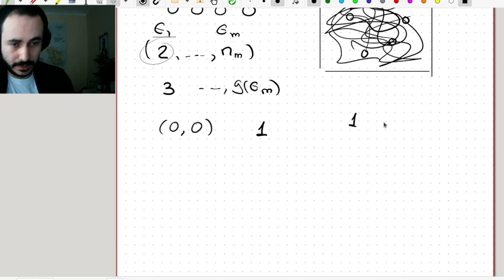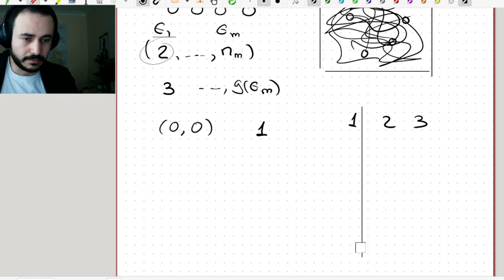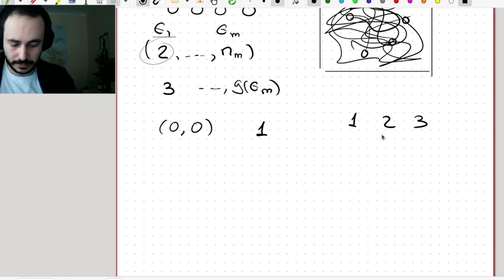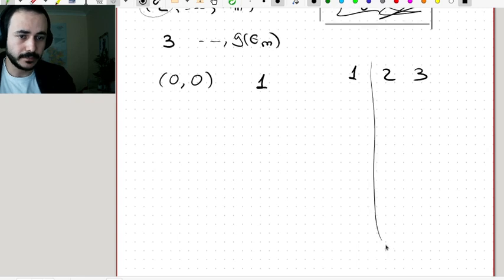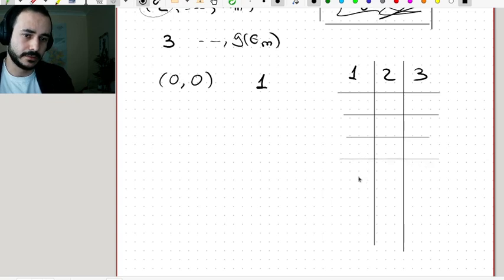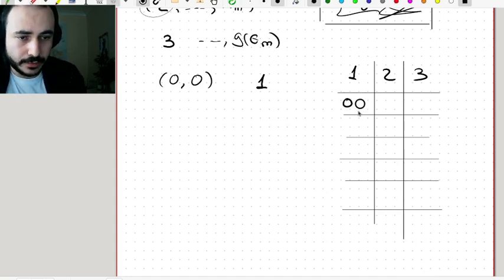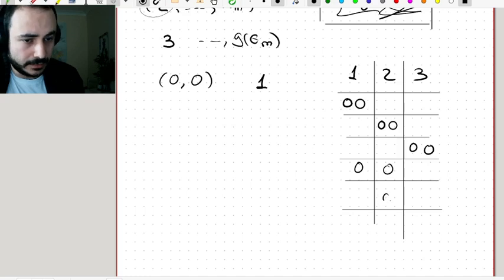Okay, so I'm going to draw them again, 1, 2, and 3. Let's just try to make a decent table, like that. I have 1, 2, 3. So how many different ways are there? Well, I could put them both in the first, both in the second, and both in the third, or I can put one here and one there, or one here and one there, or one here and one there.